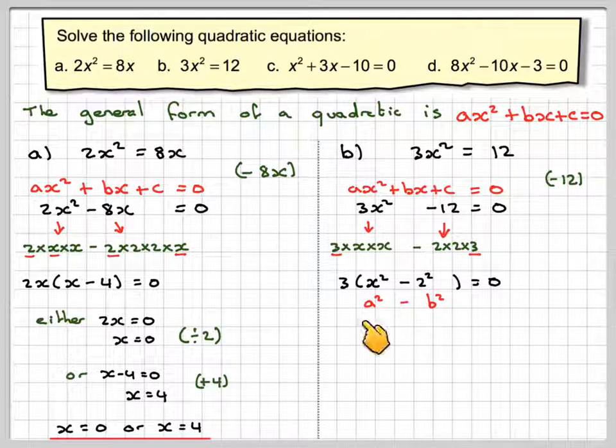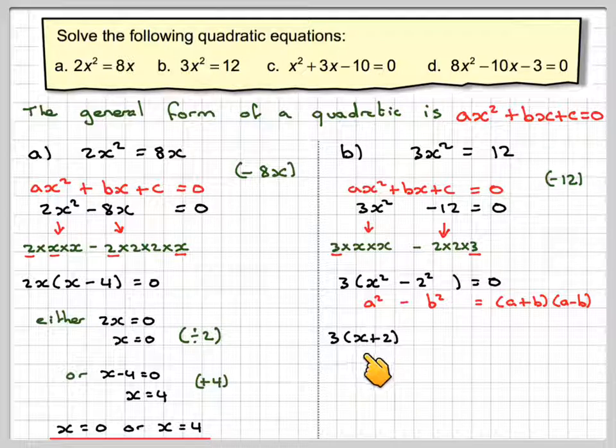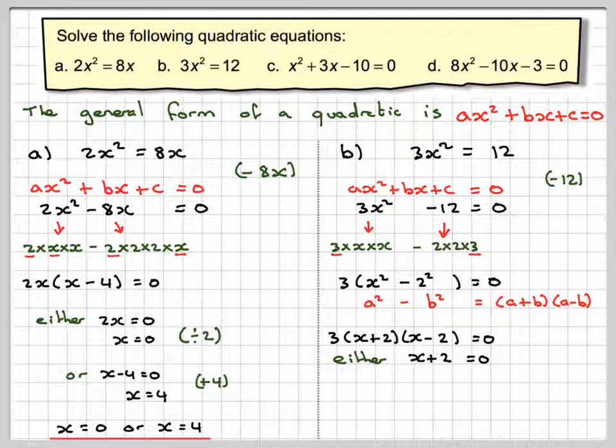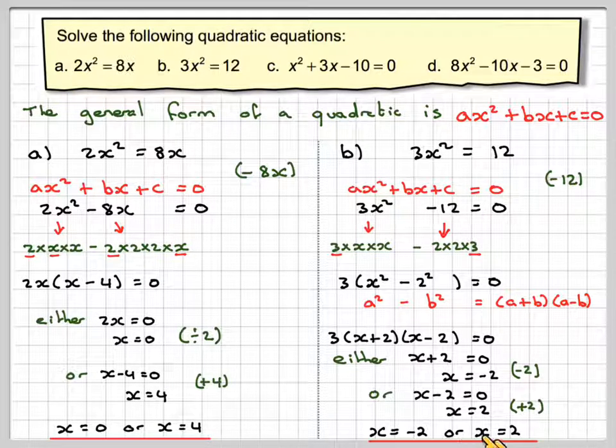Now from your factorisation, you might recognise this, in the brackets, as a squared minus b squared, and we know that a squared minus b squared factorises into a plus b times a minus b. So we're going to have the 3, then x plus 2 times x minus 2 is equal to 0. And then we say either x plus 2 is equal to 0, taking away 2, we get x is equal to minus 2, or x minus 2 is equal to 0, and adding 2, we have x is equal to 2. So we get two solutions here: x is equal to minus 2, or x is equal to 2.